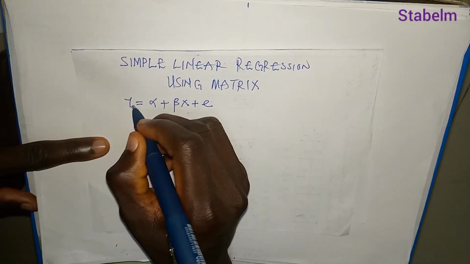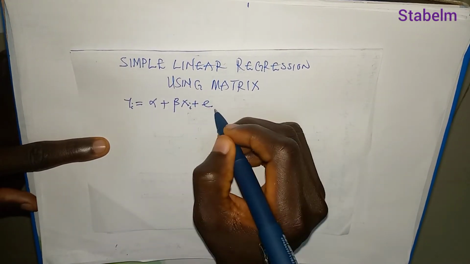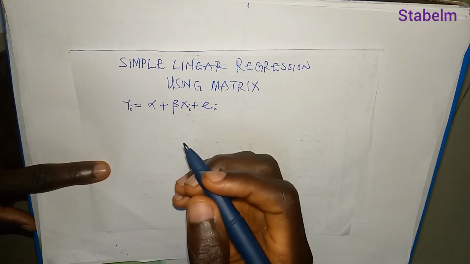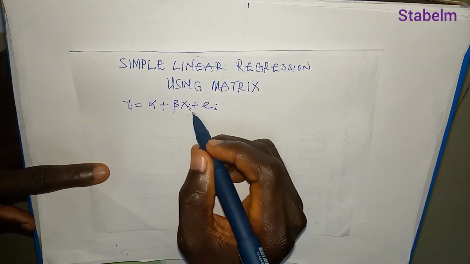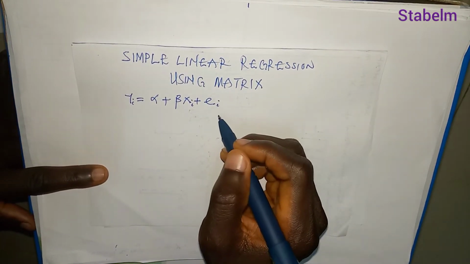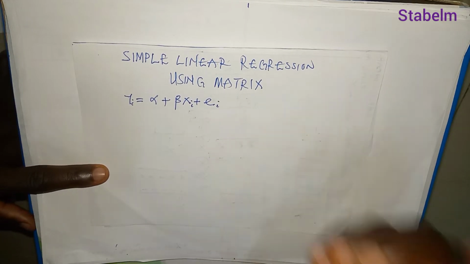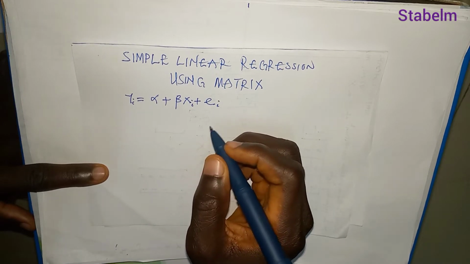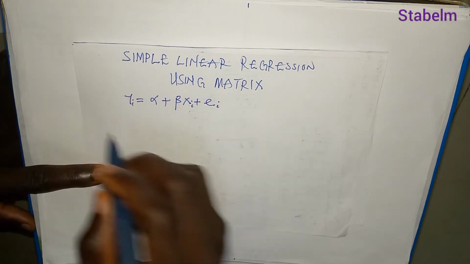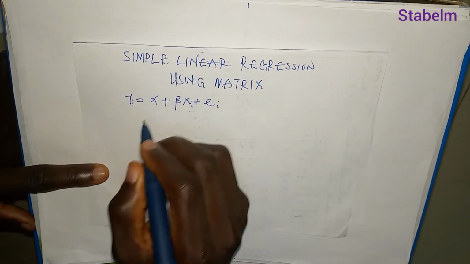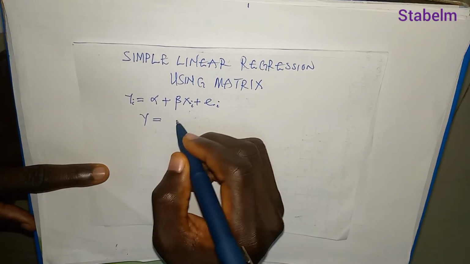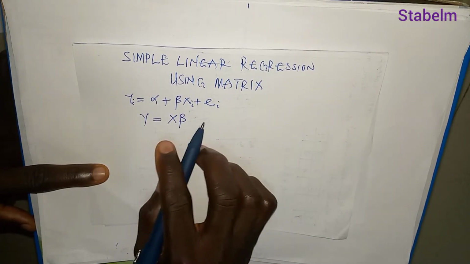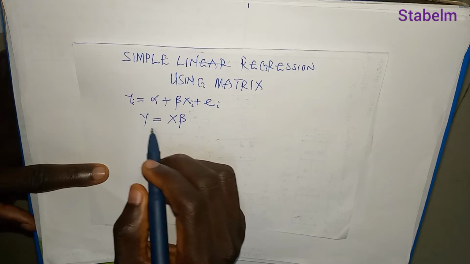So we have y subscript i, x subscript i, because y is a series of random variables, x is a series of numerical values, and we have the error term too. Now, assuming that the assumptions of regression are fulfilled, then using matrix notation, we have y equals x beta, where y and x are the variables.